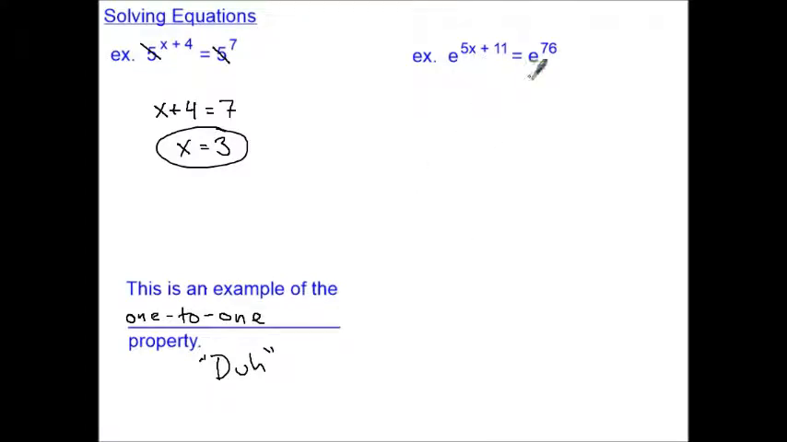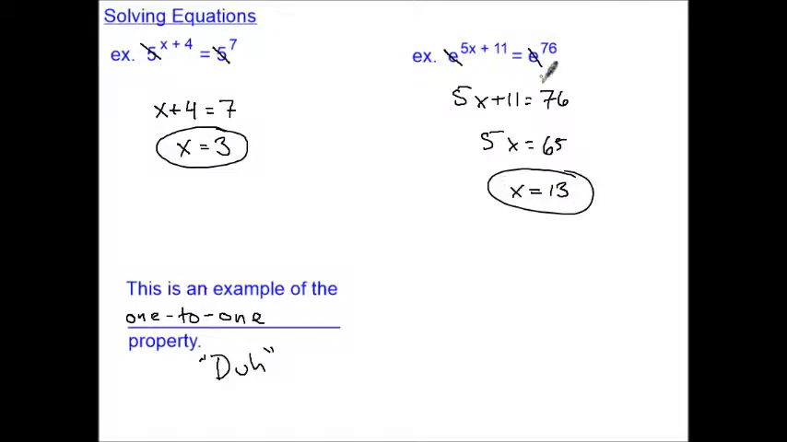So even if the base is some messy thing like e, as long as the bases match, they just cancel each other out, and you're dealing with something like 5x plus 11 equals 76, which is pretty simple for us to solve. 5x, subtract the 11 gives me 65, and then of course everybody knows 65 divided by 5 is 13. So again, very simple if the bases match.